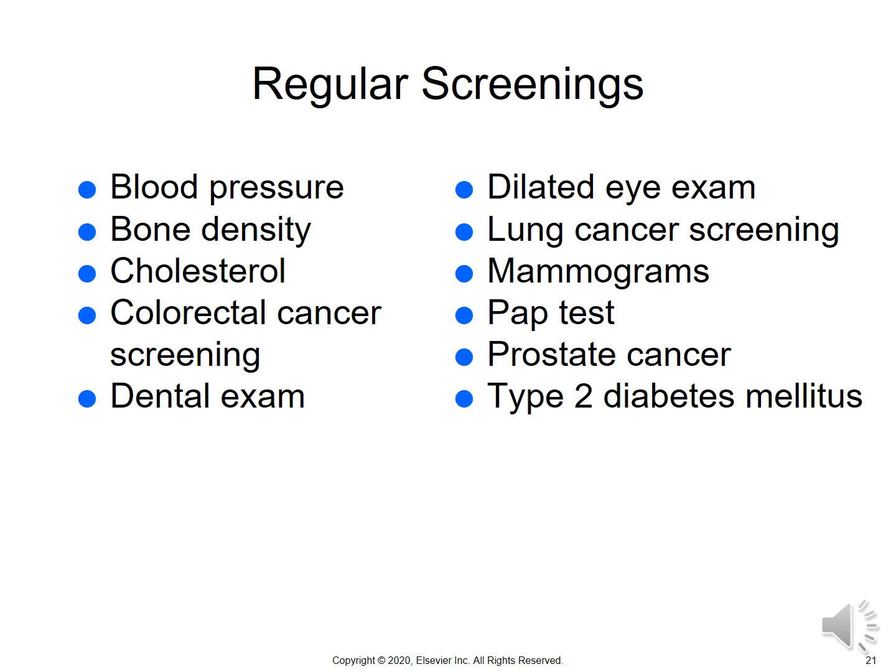Patients who are 55 to 80 years old, have a history of heavy smoking, and are currently smoking or quit in the previous 15 years should be screened for lung cancer. Mammograms are also being met with a little bit of controversy. This is basically an x-ray of the breast to help identify breast cancer. The American Cancer Society so far recommends that women ages 40 to 44 have the option to have annual mammograms. Women ages 45 to 54 should have annual mammograms, and those 55 years and older should have a mammogram at least every 2 years. Pap test is used to identify cervical cancer.